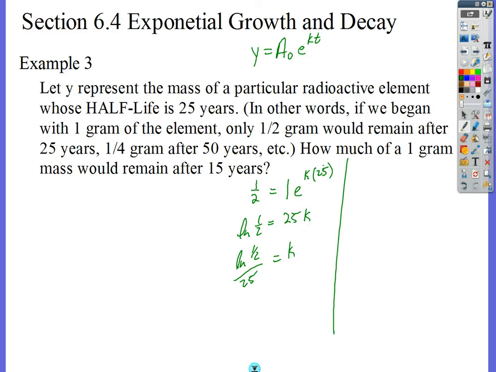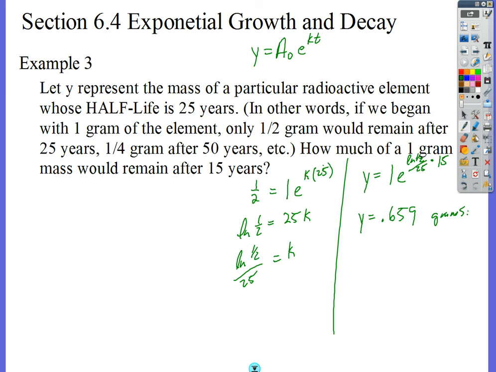Well, when I do this, my initial amount is equal to 1, e to the k, which is now natural log of 1/2 over 25, times 15. Now we're at a point where this is going to require a calculator. And when we put this in our calculator, it tells us that y is equal to 0.659, in this case, grams.